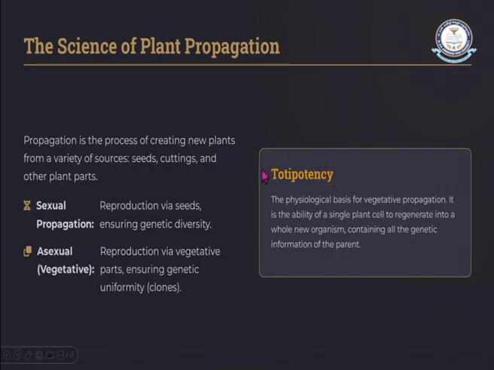We also see a term called totipotency. Totipotency is the ability of a single plant cell to regenerate a plant. A whole new organism can be created, containing all the genetic information of the parent. So this term is called totipotency. That means the ability of generating a whole new plant or organism from a single cell is called totipotency.